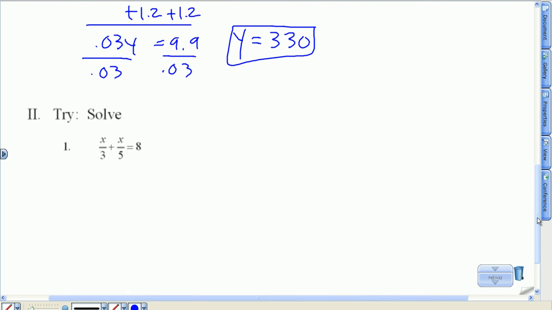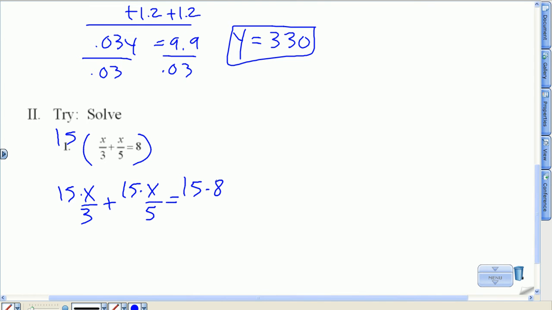Alright, so here we go. Try to solve. This is not a proportion, so we're going to multiply everything by the least common denominator. What do you think the least common denominator is? Think about it. Are you sure? How about 15? We're going to multiply everything by 15. So that's 15 times x over 3 plus 15 times x over 5 equals 15 times 8. This becomes 15x over 3 and 15x over 5 is equal to 15 times 8. Yikes! 120.